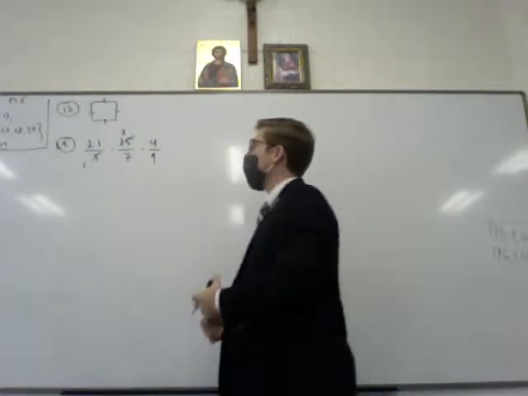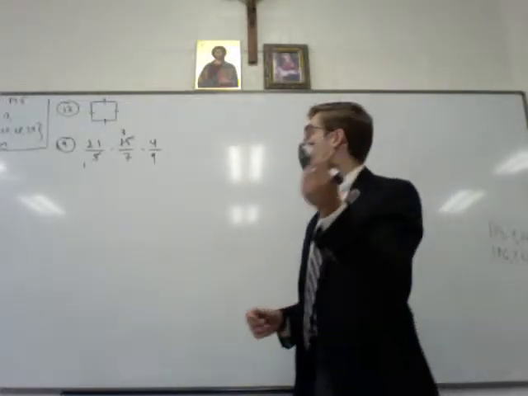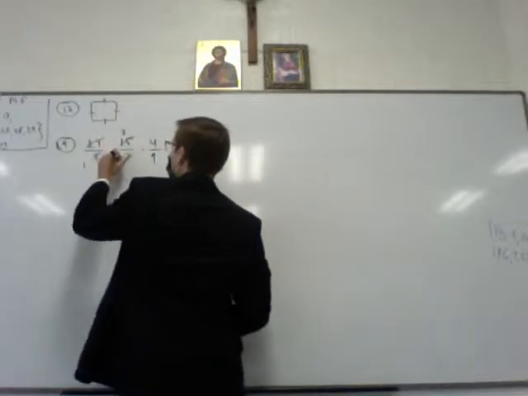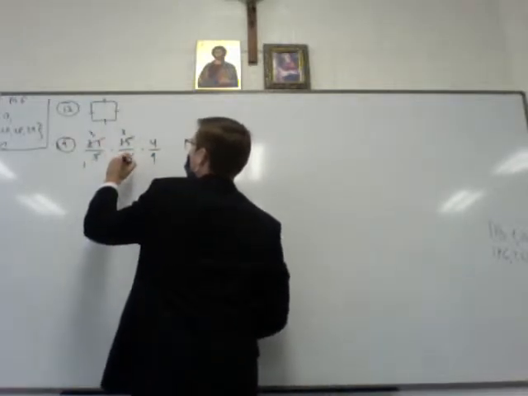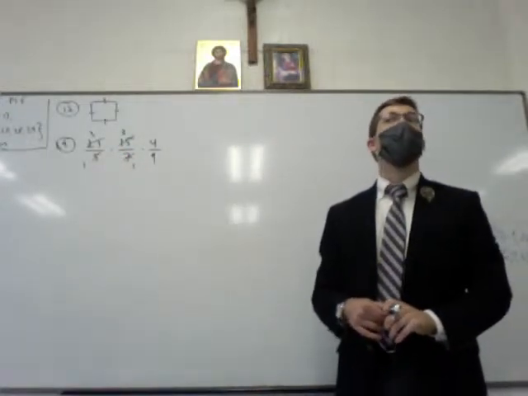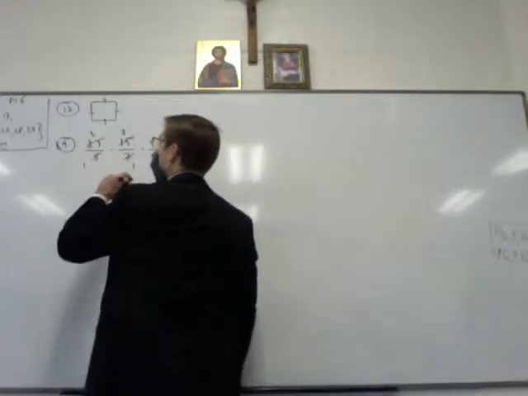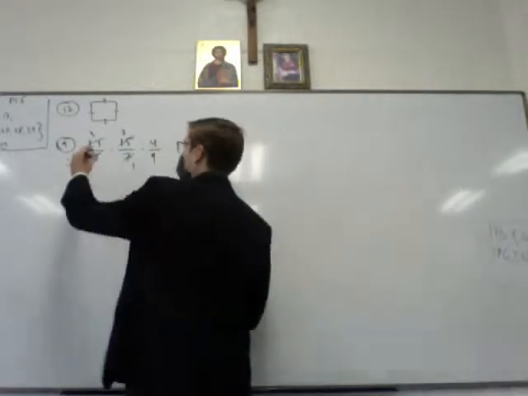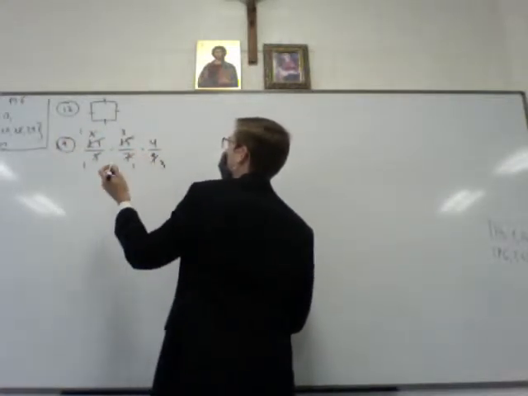Is there any other simplification that we can do? The 7 and the 21. What are they each going to become? The 7 is going to become 1, and the 21 is going to become 3. Is there anything else that we can do? The 3 and the 9. The 3 will become 1, and the 9 will become 3. We divide them both by 3.